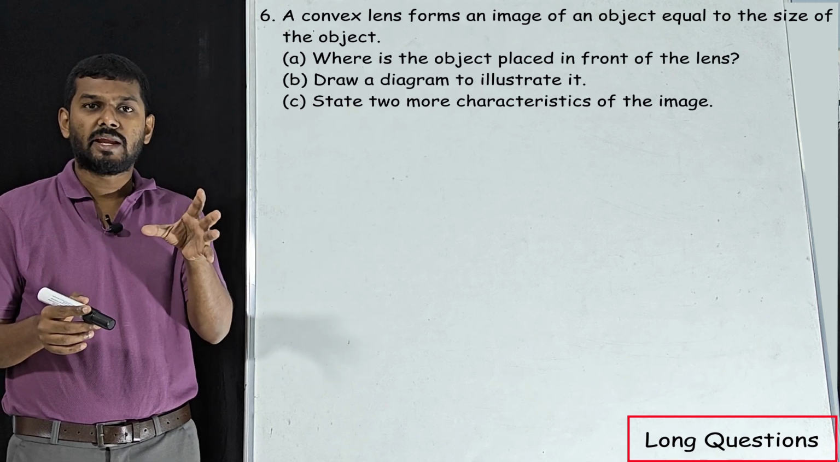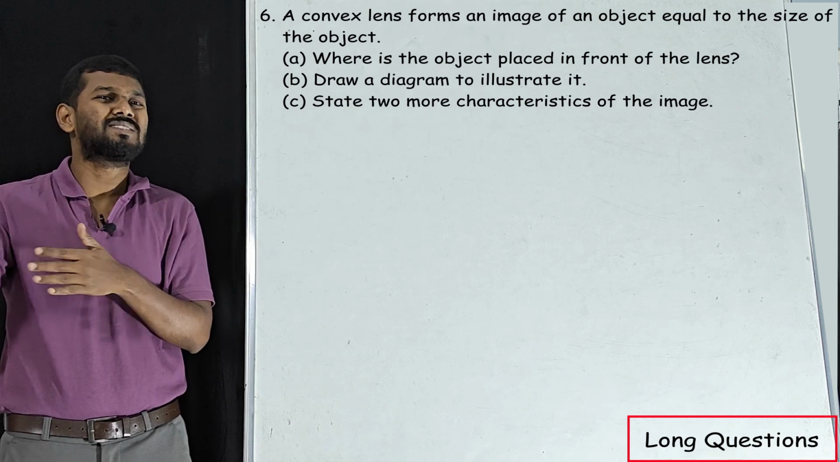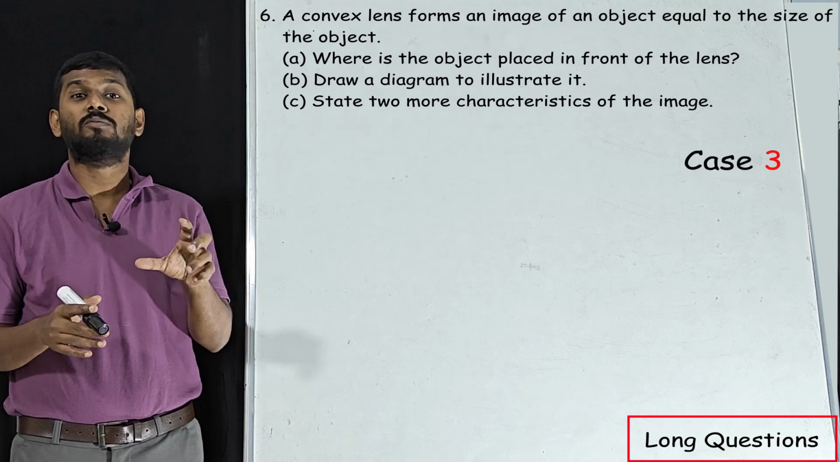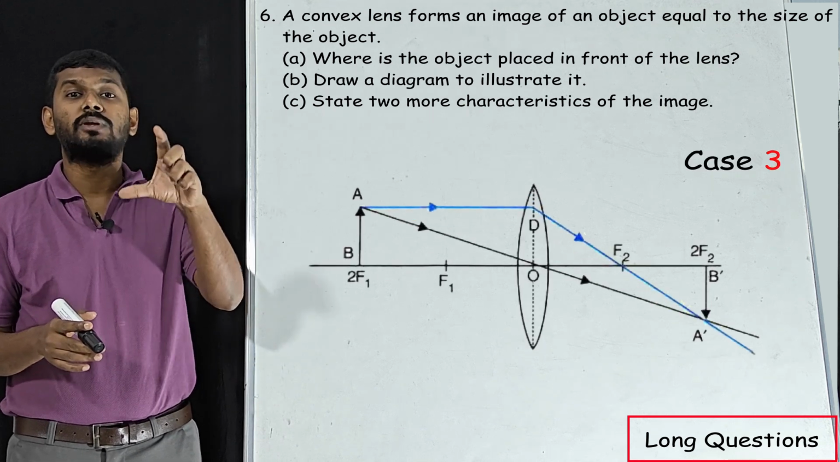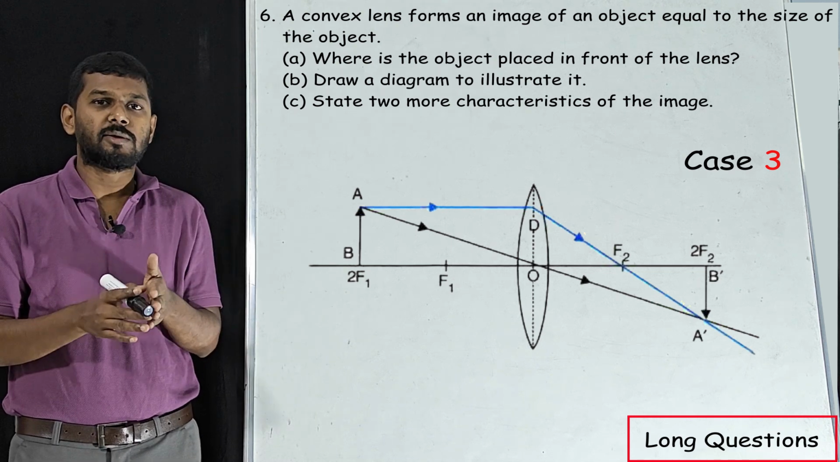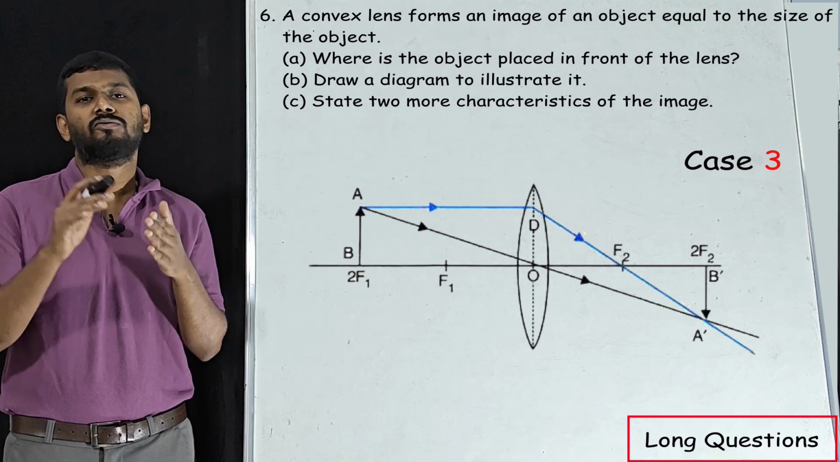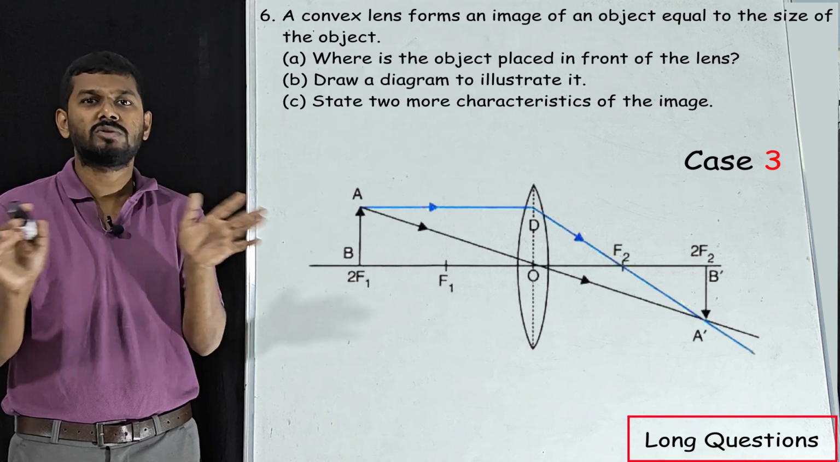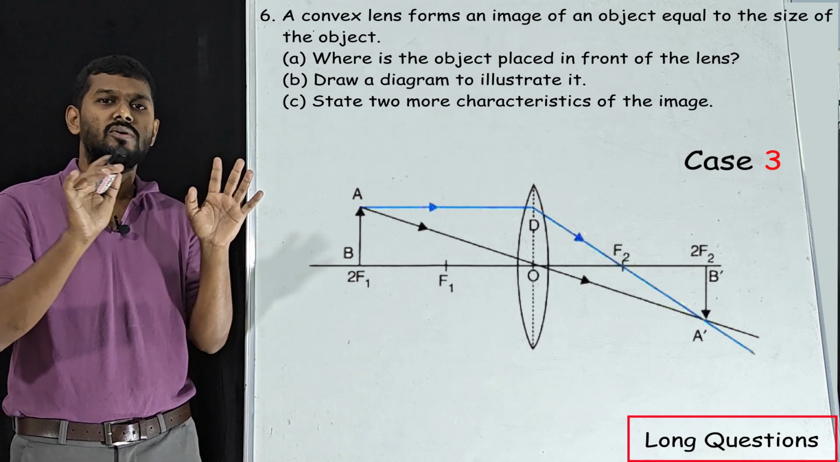The image height, okay, size of the image is equal to the size of the object. So what do you mean by that? That means the object is kept at 2f1. Object is kept at 2f1. This is nothing but the case 3 of convex lens. That is what we have learnt in concept video. That's why there is no change in the question. That's why we are going to skip it.